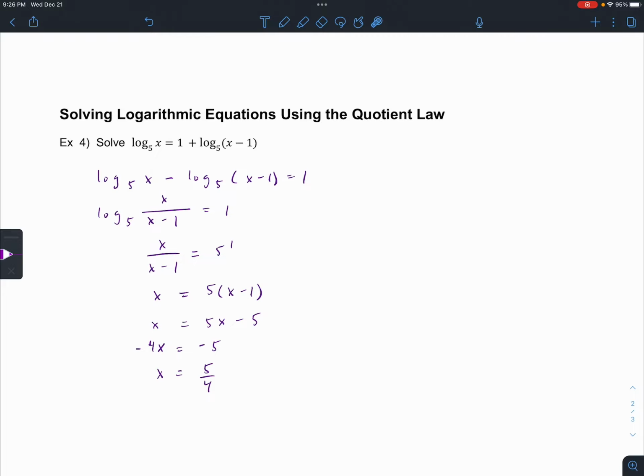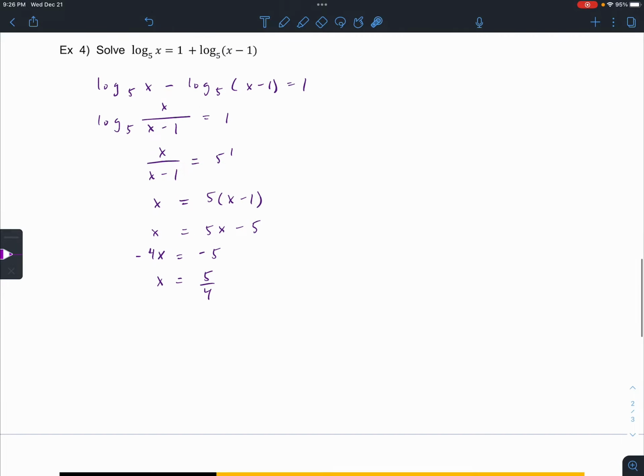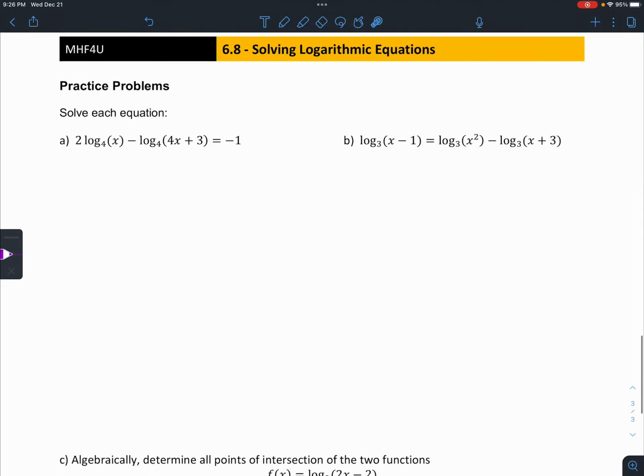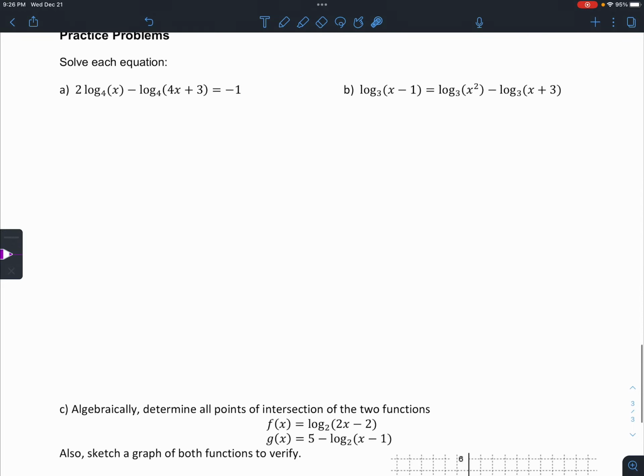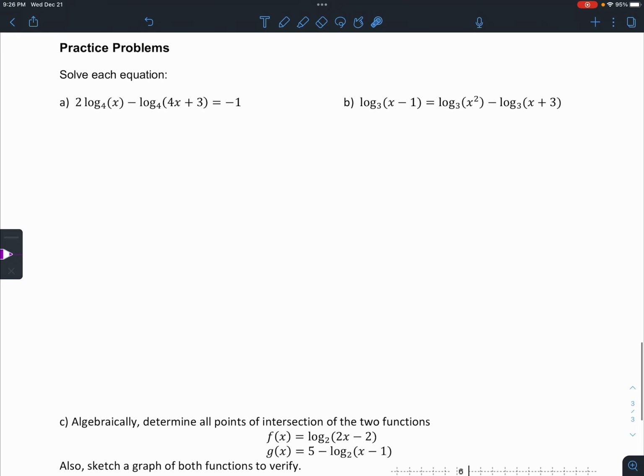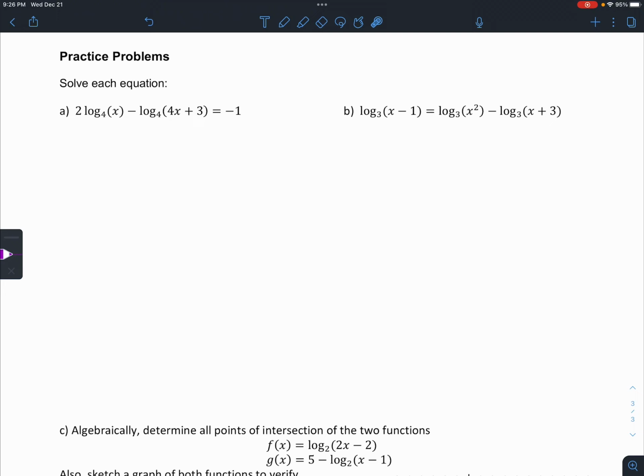Okay, so let's have a look at some practice problems. So these are similar to the examples. So I would recommend pausing this video and trying to do these questions first, and then unpausing the video to see the solutions.